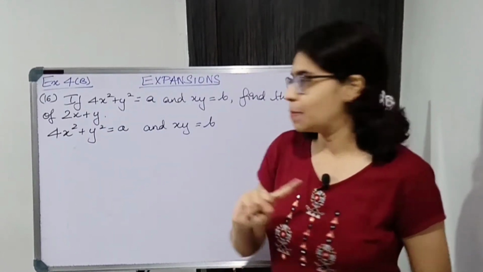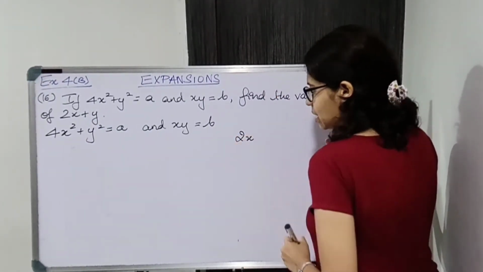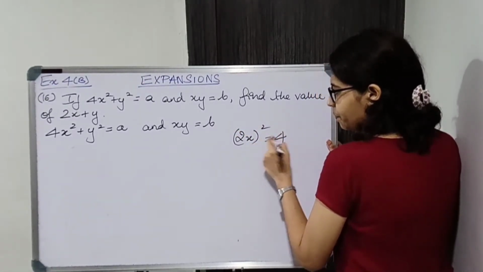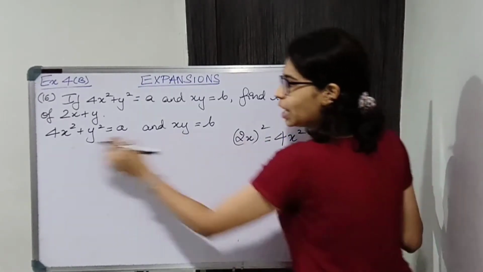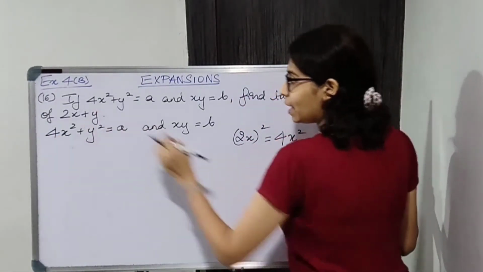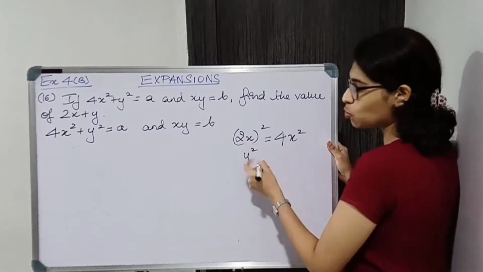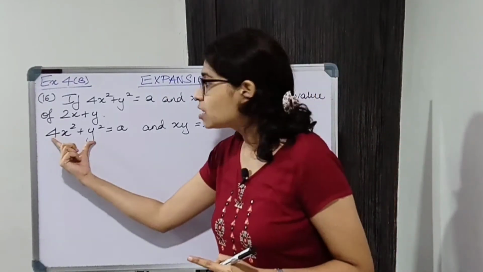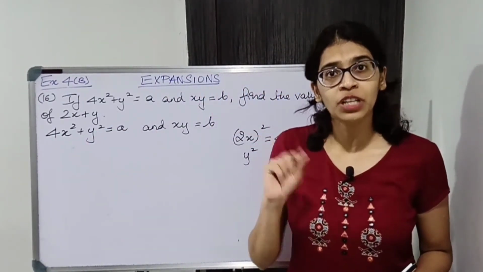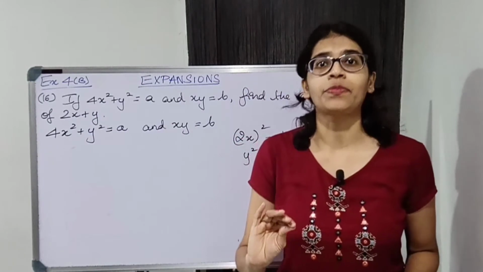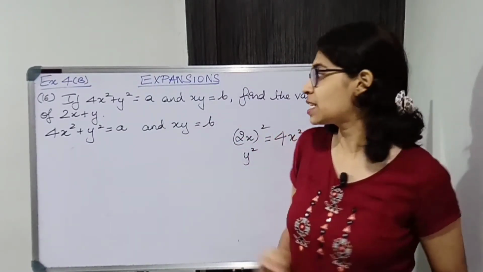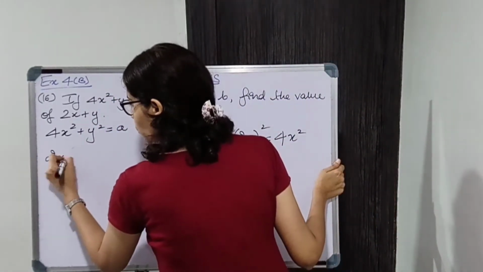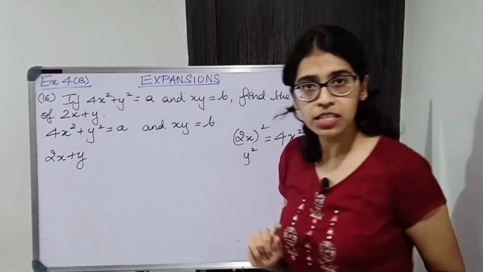Now notice, if we square 2x, then what do we get? 4x². So we have this over here. Y we square, so y². We have that also over here. But this is not an identity. Do we know an identity for this? No. So what we will do over here, students, take the find part and write it down: 2x + y. We have to find this.